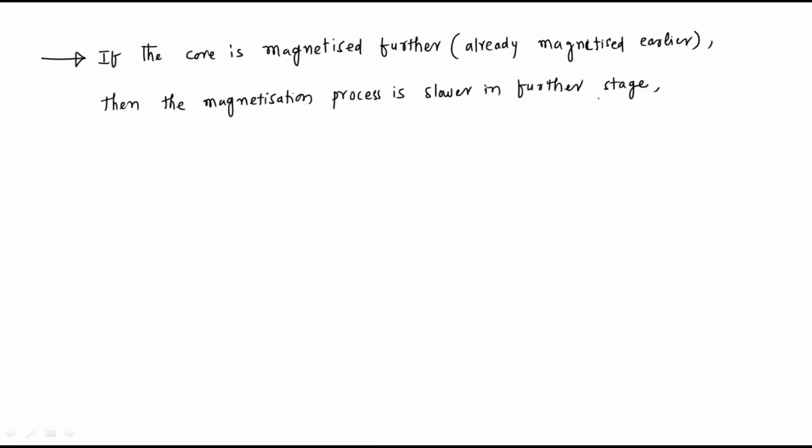Because we are dealing with the magnetic core, which is a combination of magnetic domains. So if we keep on increasing the external magnetic field, what will happen? At one particular stage, the core gets saturated. Then the magnetization process is slower. This is called magnetic saturation.